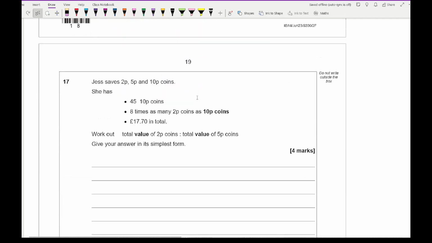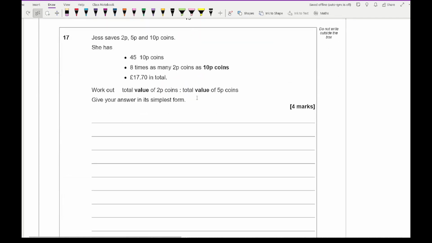Then moving on to question 17, it says Jess saves 2p, 5p and 10p coins. She has 45 10p coins, 8 times as many 2p coins as 10p coins, and she has £17.70 in total. The question is asking us to work out the ratio of the total value of 2p coins to the total value of 5p coins. And we need to give our answer in the simplest form. This question is worth 4 marks.